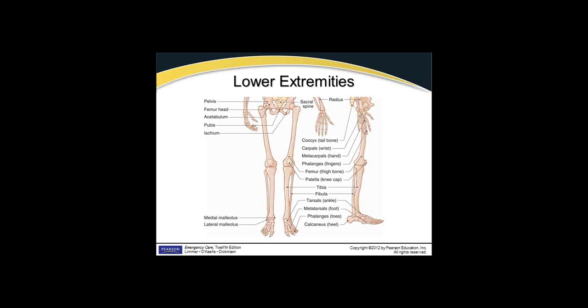You have tarsals. Tarsals are your actual ankle bones, with the exception of your heel, which is your calcaneus. The calcaneus does technically qualify as a tarsal, but it is your heel, and the rest of those bones in the upper part of the foot are the tarsals. Where your foot starts to spread out towards the toes is the metatarsals, and then the toes themselves are the phalanges.